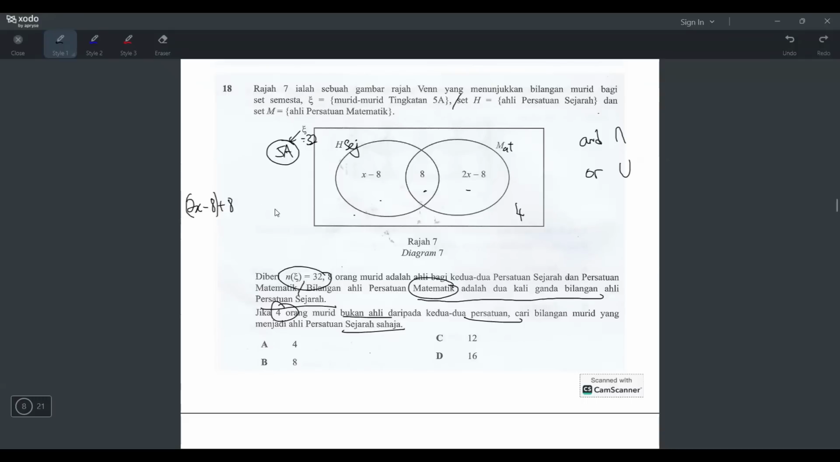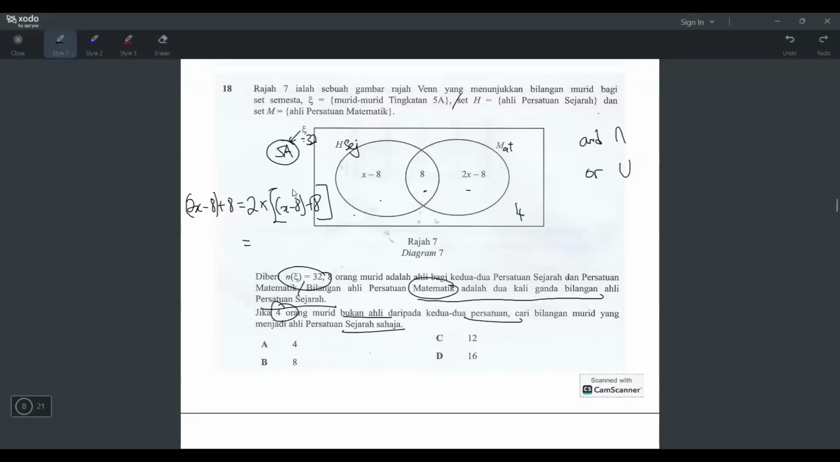Right? And then dia kata adalah 2 kali ganda bilangan ahli persatuan sejarah. So sama dengan 2 kali ganda ahli persatuan sejarah. Okay, dia tak kata sahaja. Dia tak kata sejarah sahaja. Dia kata sejarah. So sejarah means like including the 8 also. So it becomes x minus 8 plus 8, right? Okay, I'll use a big bracket like this, right?